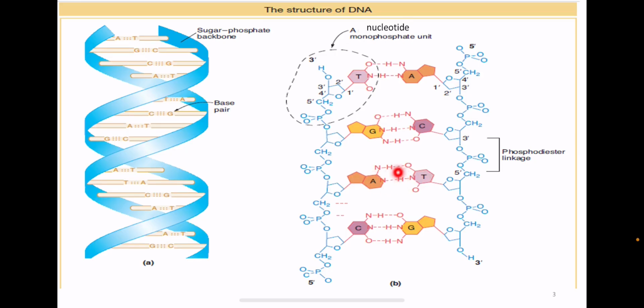From our organic chemistry, we know three bonds will obviously be stronger than two bonds. So when you see a gene, or a sequence of genes, and it has more GCs than ATs, that particular part of the gene is more stable than another part of the gene that has more ATs than GCs.